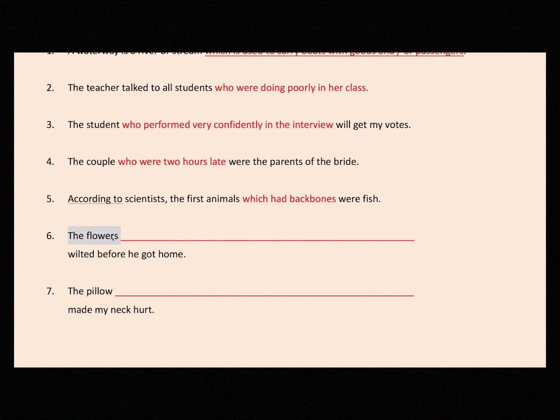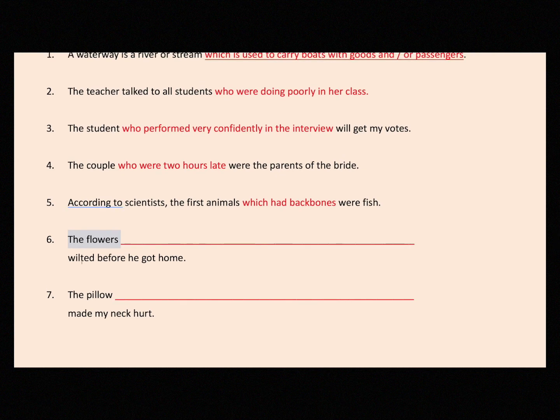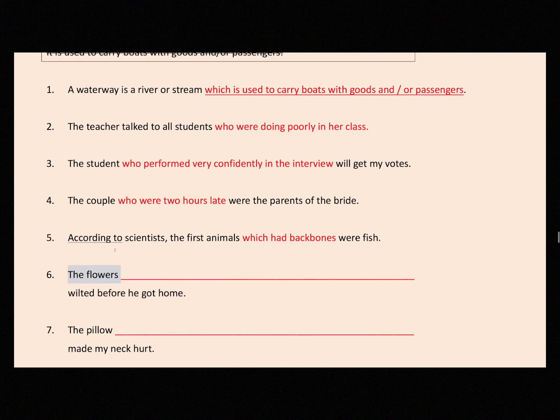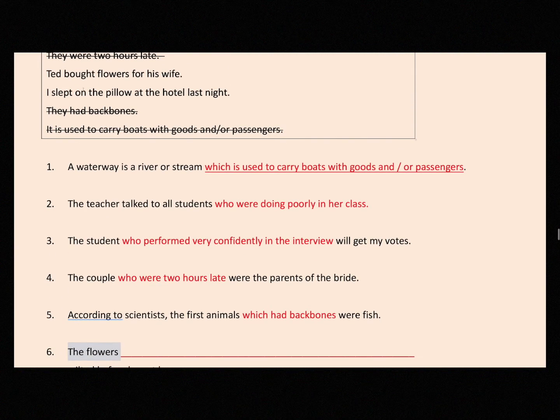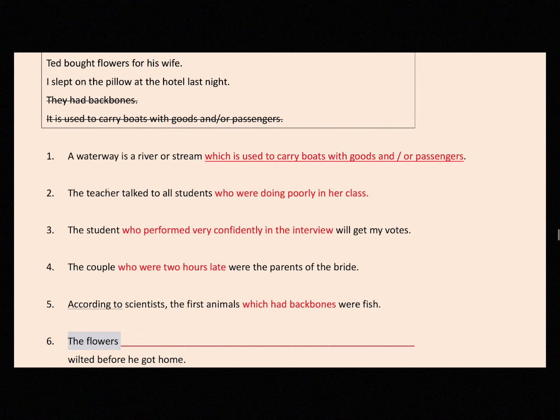It says the flowers wilted before he got home. Okay, the flowers wilted means die out. So you can say here the flowers wilted before he got home. Let's say we have a he here, so probably the he may refer to Ted. Ted is a male name, is a name for man, alright? So it may be the flowers, let's put it here first. Which, we use which because flower is things, and that's why the flowers which.